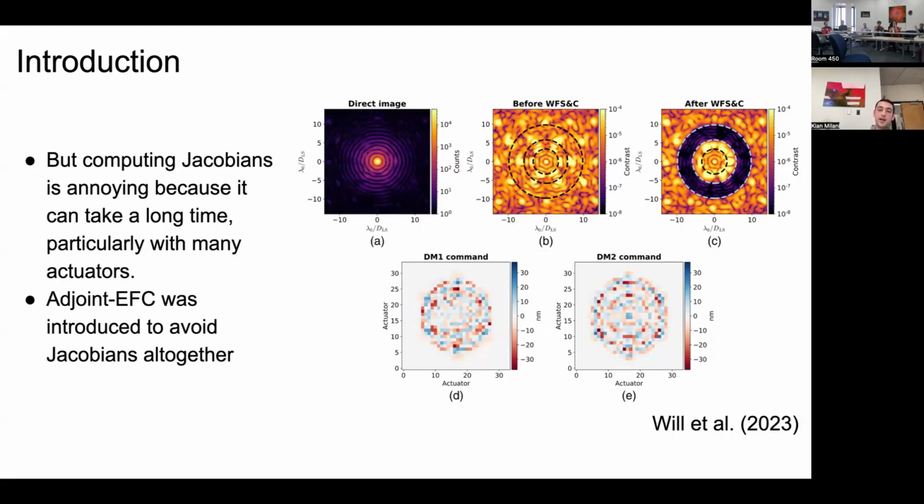So as a possible solution, adjoint EFC, or you might also hear it as algorithmic differentiation EFC, was introduced to avoid Jacobians altogether. And this was actually demonstrated by Scott Will in 2023, on the HiCAT testbed, where they were able to dig an annular dark hole from about 6 to 10 lambda over D and reached about 2 times 10 to the minus 8 contrast.